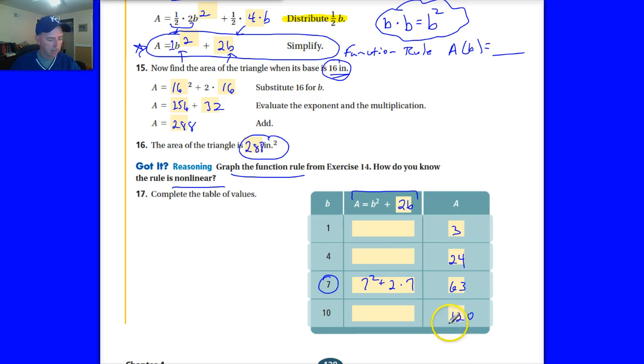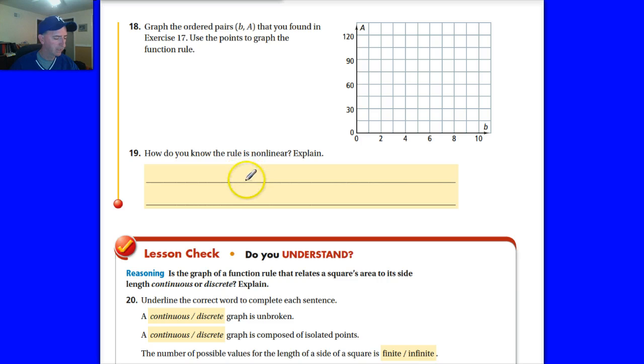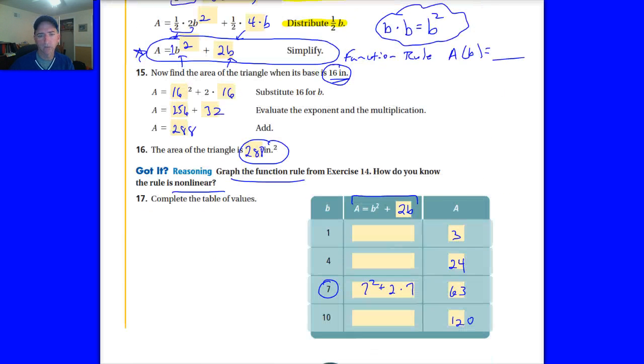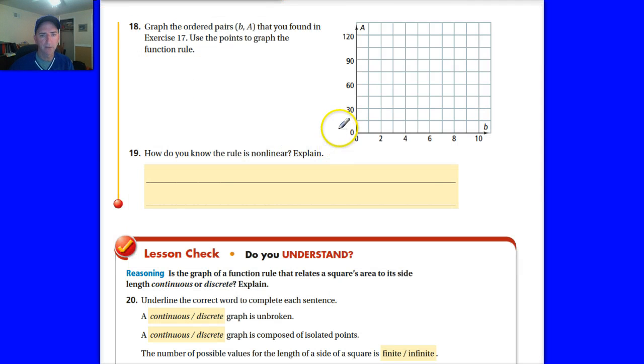Okay, and then what we're going to do now is we're actually going to graph those points. All right, so let's do that real quick. Going to the next page. Now I don't have them where you can see them, but you can see them on your page. The first one was, let's see, and I just forgot it. We've got 1, 3, 4, 24, 7, 63, and 120. So if we plot those, it comes out to look something like this.